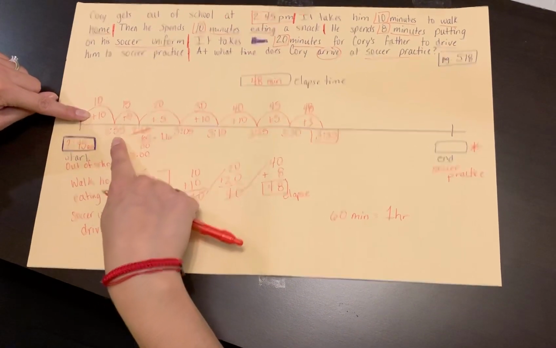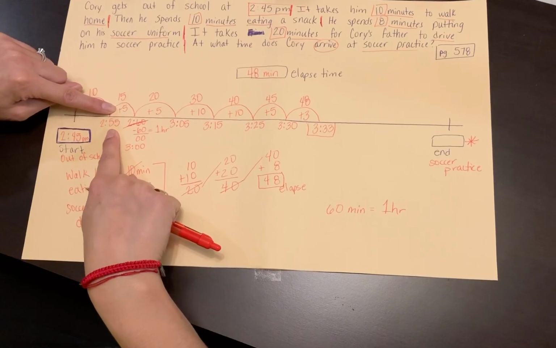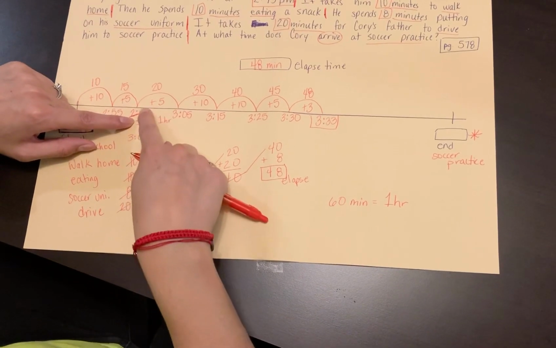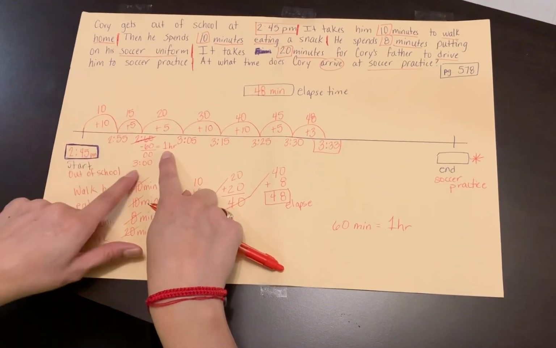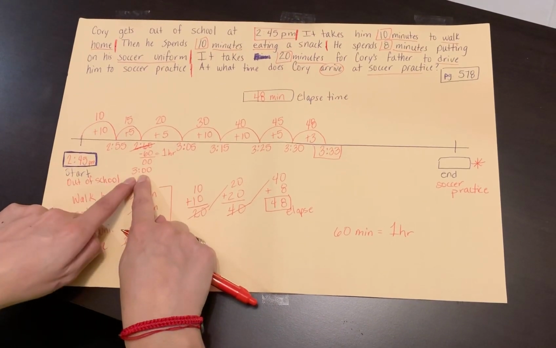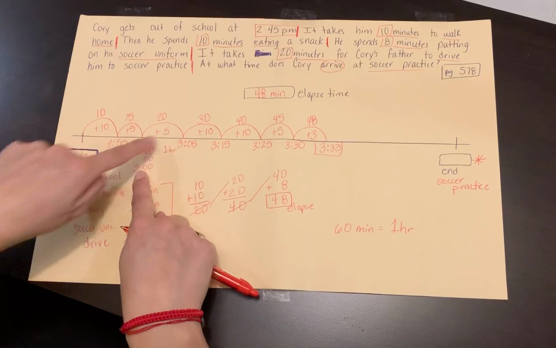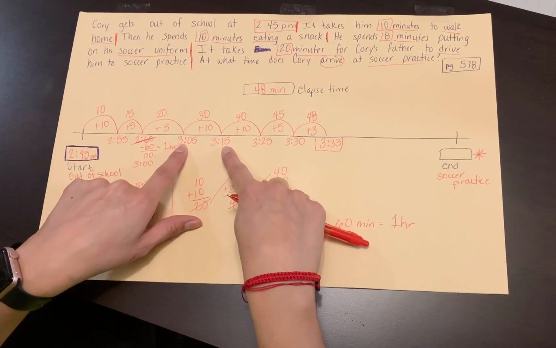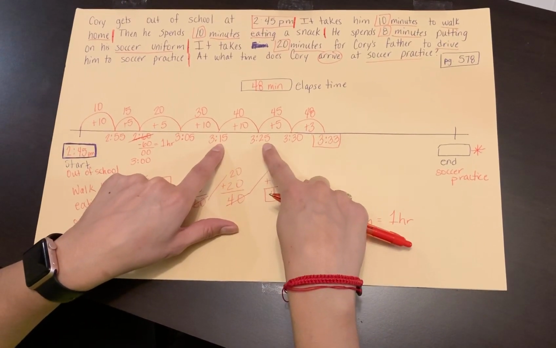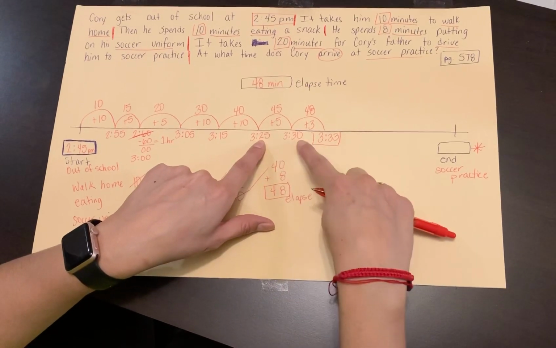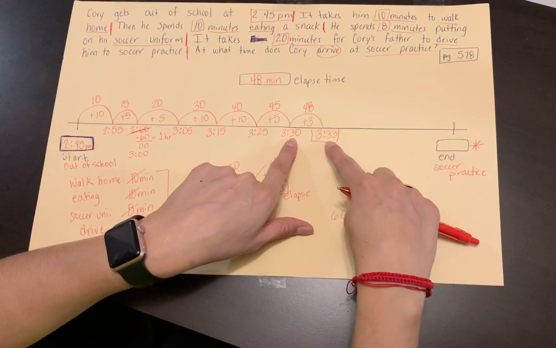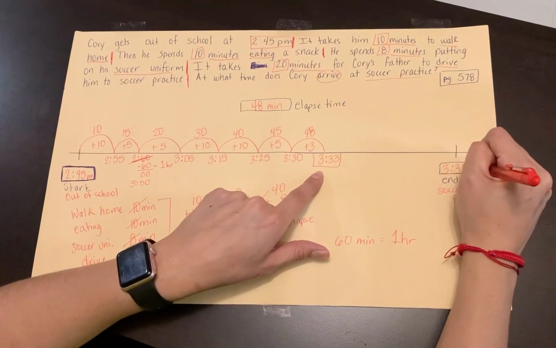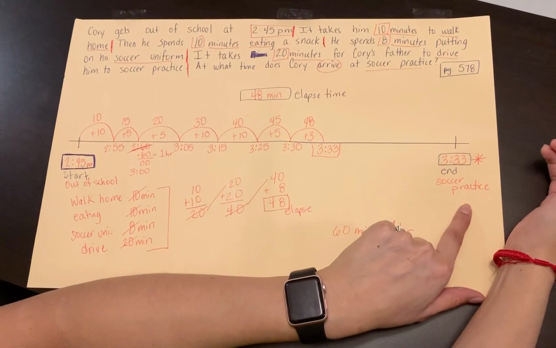2:45 plus 10 is 2:55. I only added 5 here because I wanted to make a 60. So 55 plus 5 became 60. I converted the 60 minutes into an hour, and that became 3 o'clock instead of 2:60. So at 3 o'clock, I added 5 more. That's 3:05. At 3:05, I added 10 more. That's 3:15. 3:15 plus 10 becomes 3:25. 3:25 plus 5 becomes 3:30. And 3:30 plus 3 is 3:33. That means that now we're sure that our ending time, when he arrived at soccer practice, is 3:33.